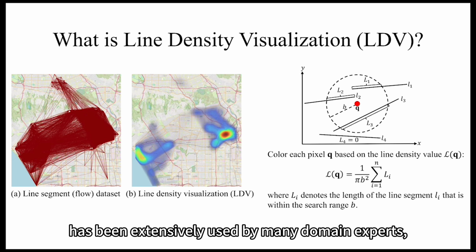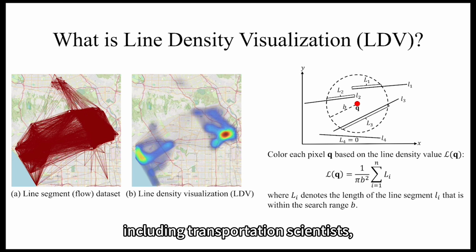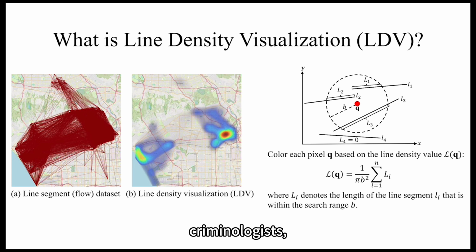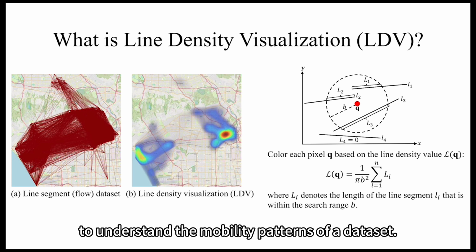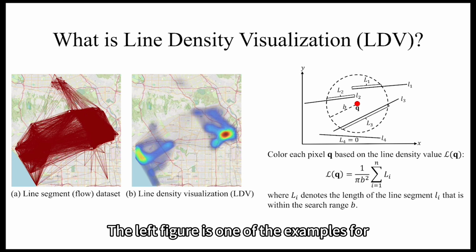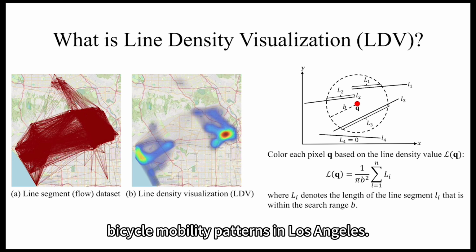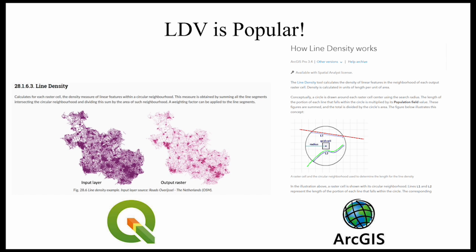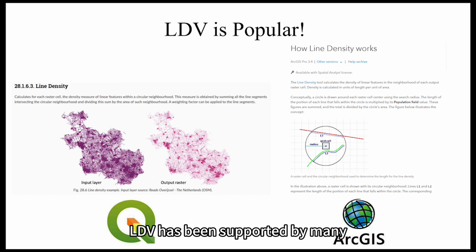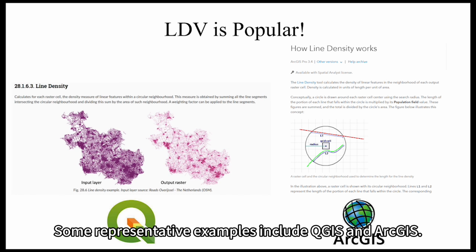Note that LDV has been extensively used by many domain experts, including transportation scientists, urban planners, and criminologists, to understand the mobility patterns of a dataset. The left figure is one of the examples for understanding the bicycle mobility patterns in Los Angeles. Therefore, LDV has been supported by many geographic information systems. Some representative examples include QGIS and ArcGIS.